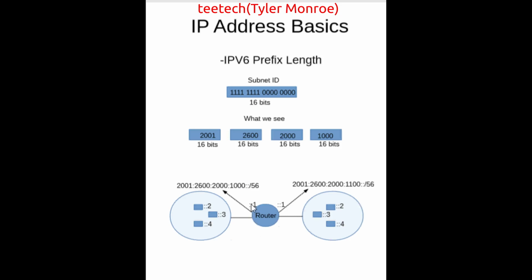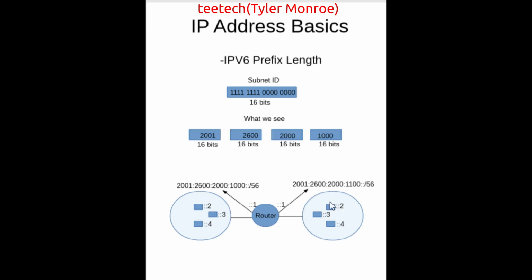Now the router, how you would say this, its address is 2001, 2600, 2000, 1000, ::1. Now there aren't actually 4 double colons. I just put the double colon down there so you understood it was IPv6. But that's ::1. And then this would be ::2, ::3, ::4, and they're all in this 1000 network.